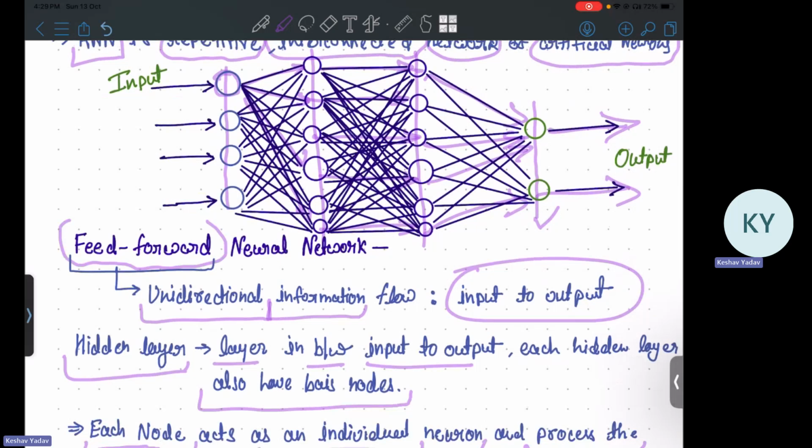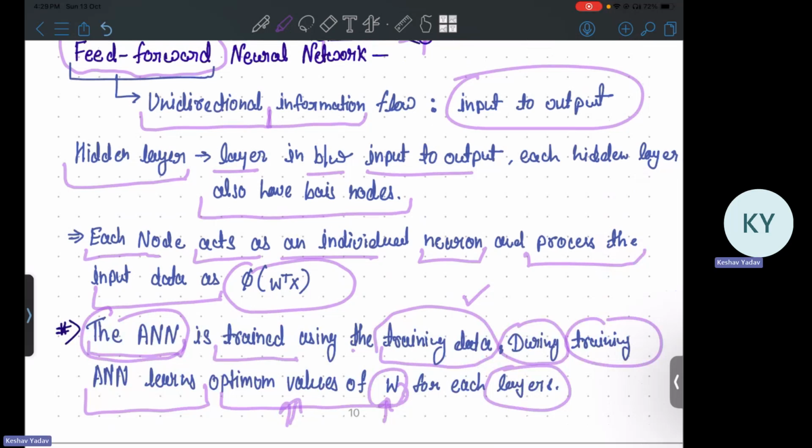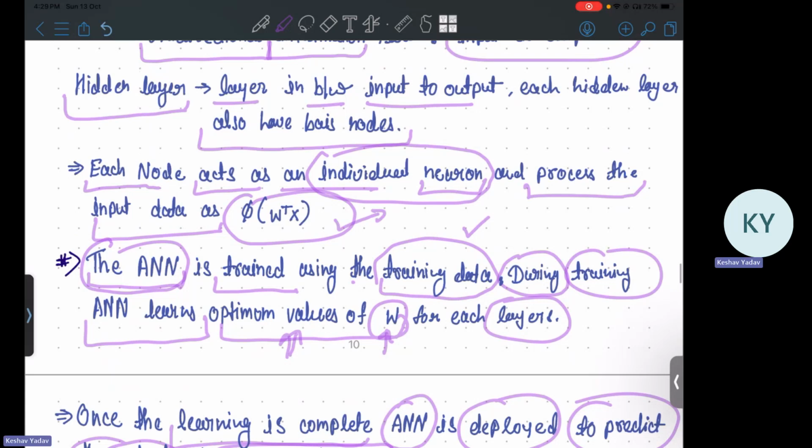Here we have seen the feed forward neural network, which is nothing but a unidirectional flow of the neural network. It means the information flows from input to output, not the other way around. It has an input layer, an output layer, and in between there are hidden layers. Each node in a hidden layer is an artificial neuron, so it has its own bias and weights. Each node acts as an individual neuron that calculates phi, the activation, of W transpose X.